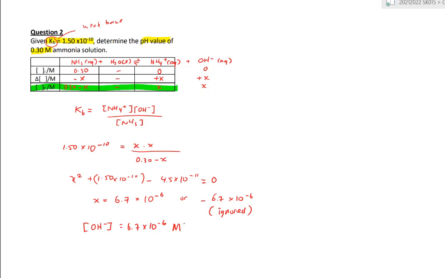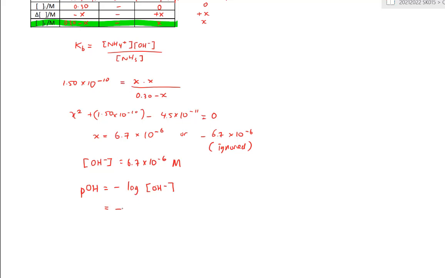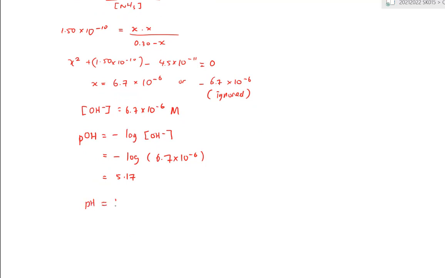Then we want to calculate the pOH value because you have the concentration of OH minus. So pOH equals negative log of OH minus. Substitute the values over here: negative log of 6.7 times 10 to the power of negative 6. Your pOH value equals 5.17. Finally, to convert it into the pH value, we use 14 minus the value of pOH. So the final answer, the pH value of the ammonia solution, equals 8.83.